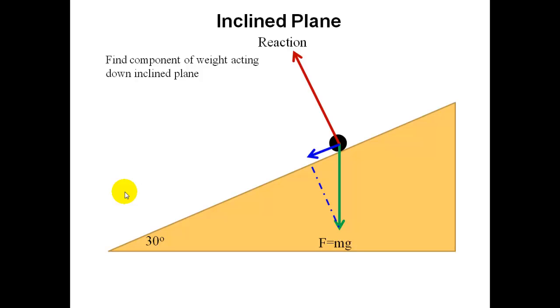So we want to find out what this vector is, because this is the component of the weight which is acting down the slope. We know that the angle to the horizontal is 30 degrees, and therefore this also must be 30 degrees. And we're finding the opposite, so it's going to be the sine. So F is equal to mg sine theta.